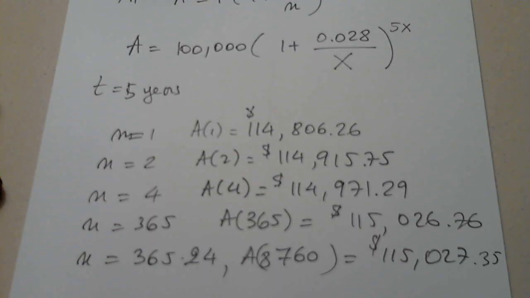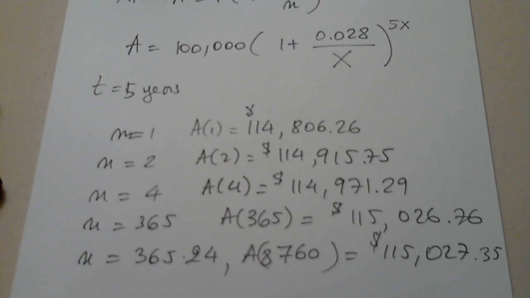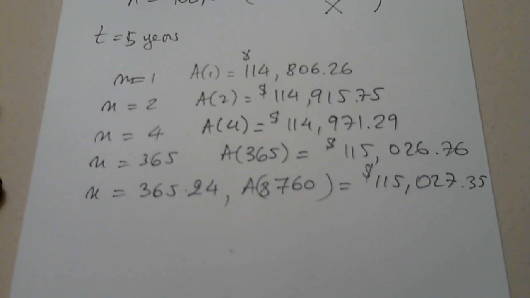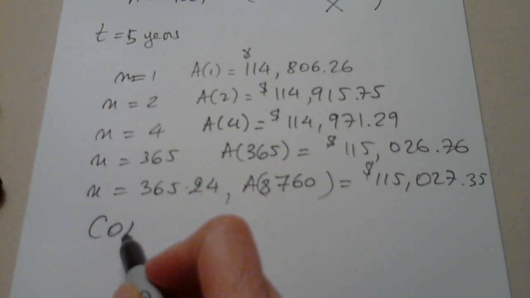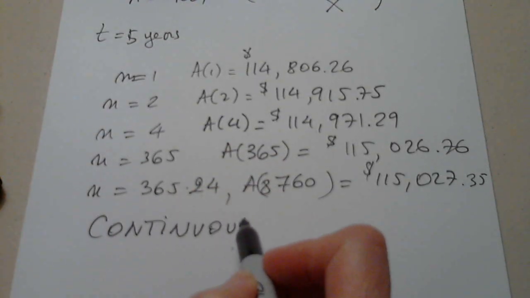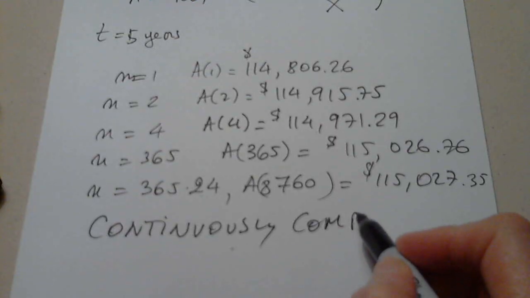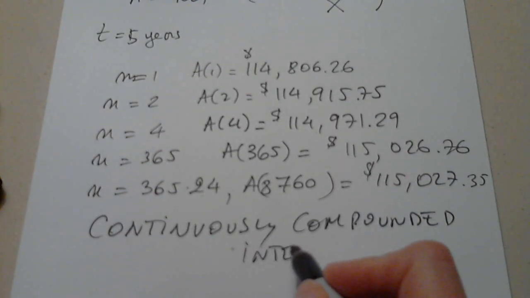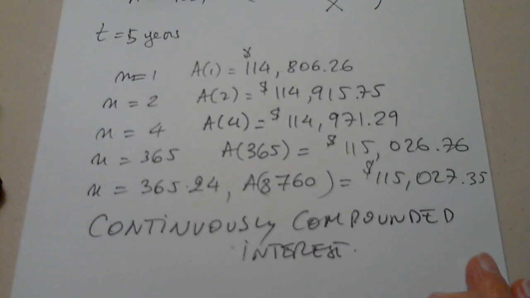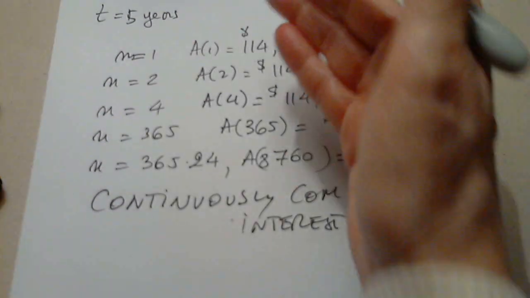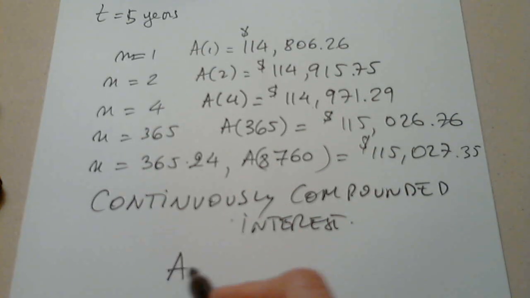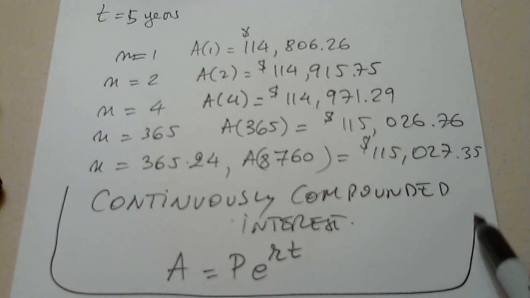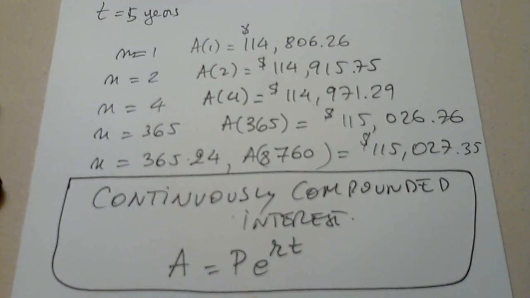Any questions? There is also something that we will talk about in chapter 2, not in chapter 1. Continuously compounded interest. It's a different formula. I'm going to write it here because they should go together. So that is A equals P e to the rt. We're going to talk about it in detail in chapter 2.